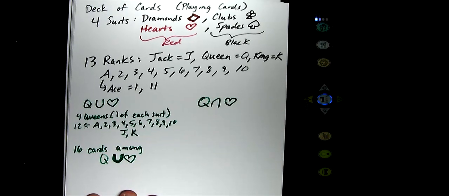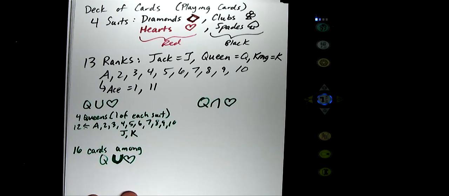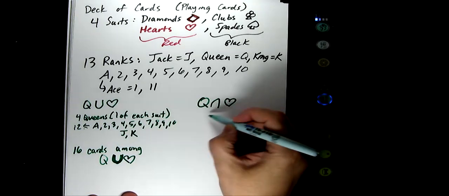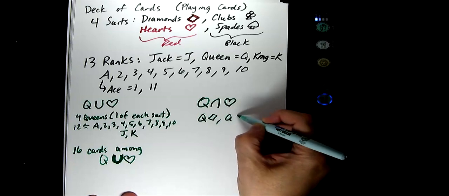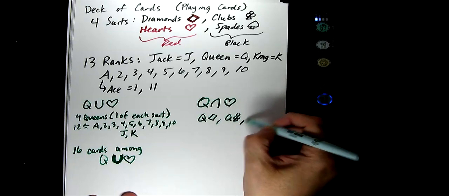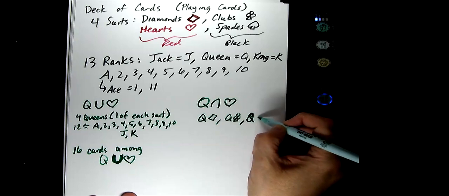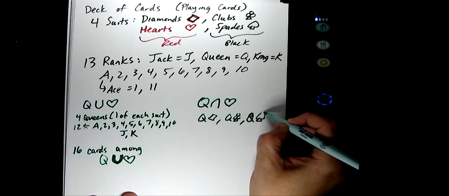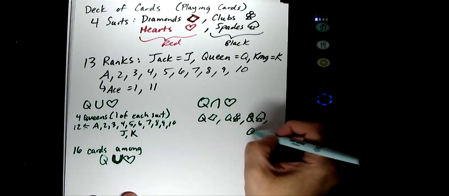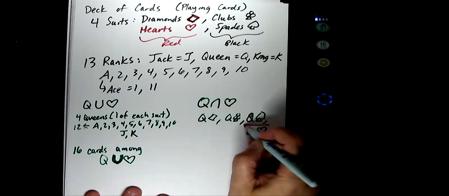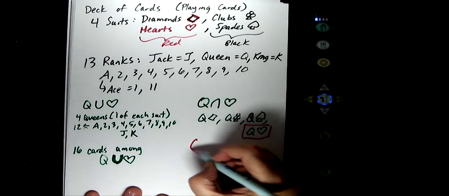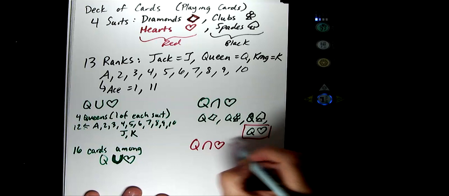Where queens intersect hearts. There's only 4 queens. There's the queen of diamonds, queen of clubs, queen of spades, and queen of hearts. And we're looking where the queens intersect the hearts. There's only one of them. So queen intersect heart is just one.